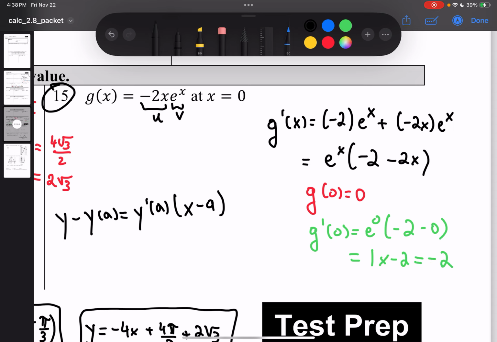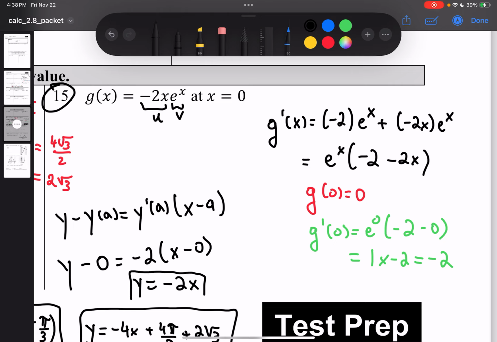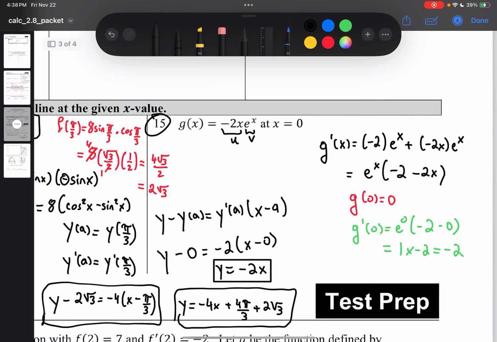So now coming back to the equation, I need to plug in my numbers. So y minus 0 equals negative 2 times x minus 0. So you're going to get y equals negative 2x. This is going to be my final equation of the tangent.